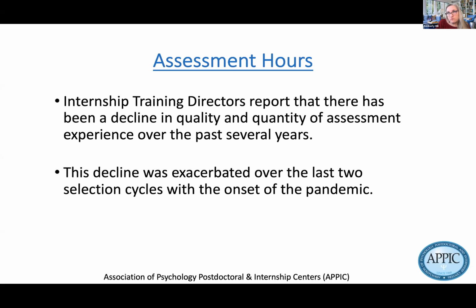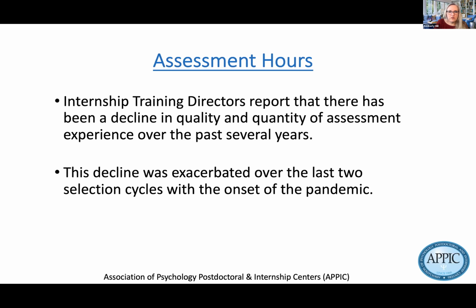In what they're seeing, for example, they might open an application where somebody has 200 assessment hours. Granted, hours are not the be-all and end-all, but one would conclude that they had a pretty decent sized amount of assessment experience. Then when they really get into the nitty gritty, they see that they've reported 85 hours of feedback on weekly outcome measures that they've been giving to their psychotherapy patients. And it's just not the assessment that typically they're looking for.